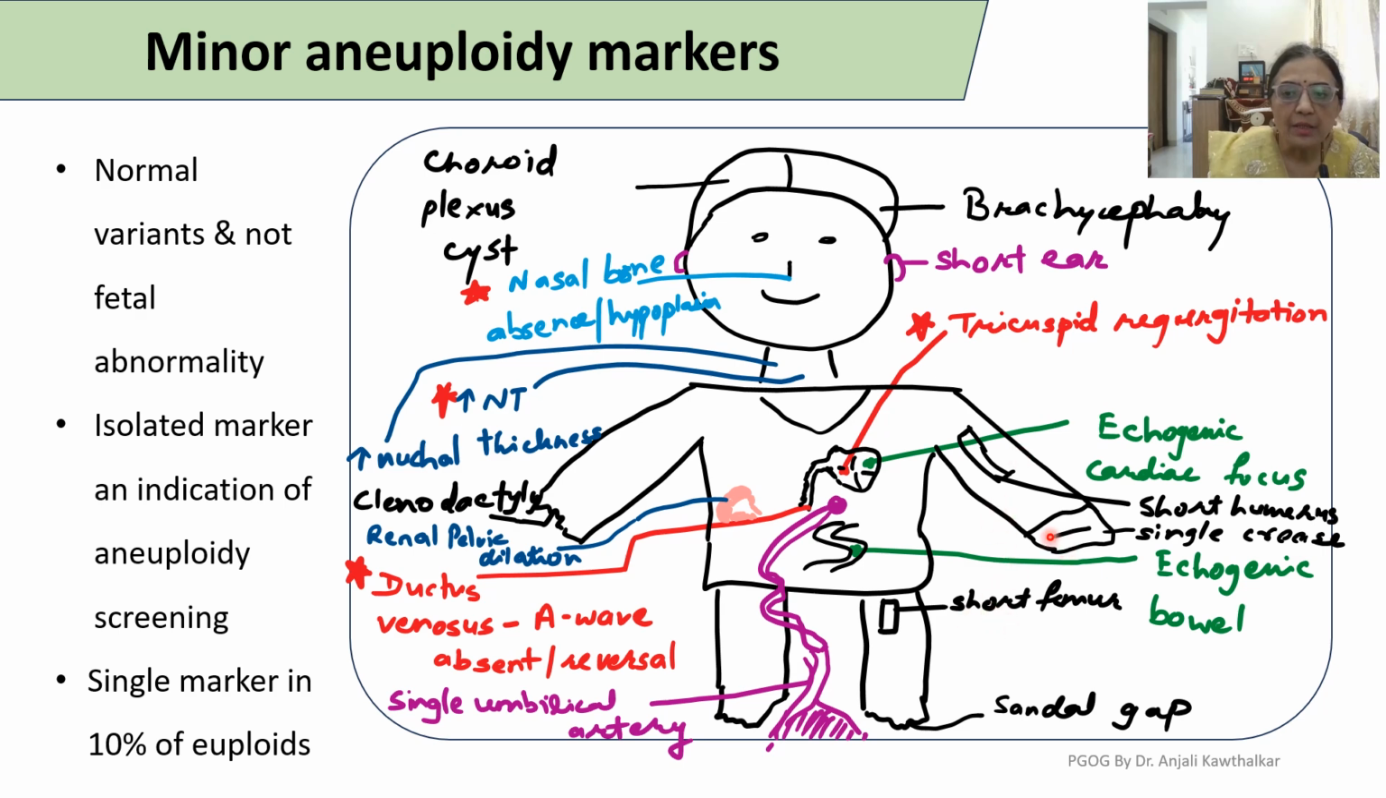On the hands, single palmar crease is one, whereas clinodactyly is the other. So remember it as a pair: on the palm there can be a single palmar crease, and for the hand there can be clinodactyly, where there is an inward inclination of the little finger, an inward bending of the little finger.